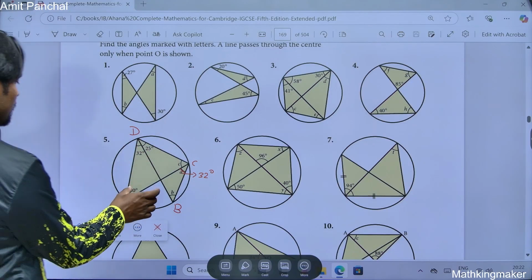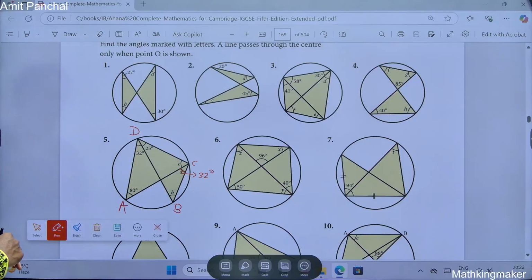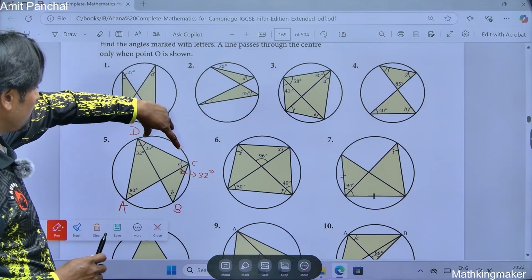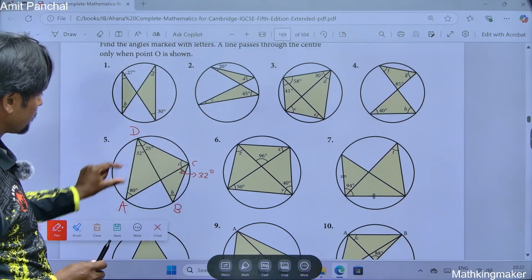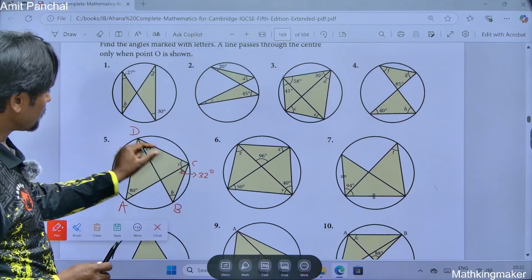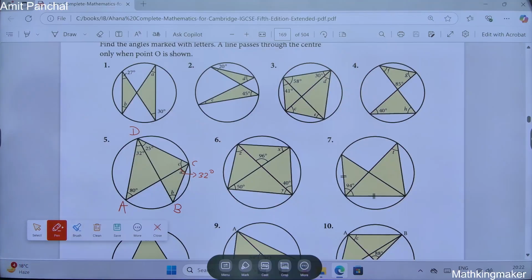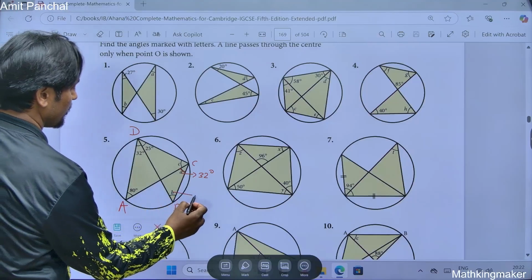Now we'll think about this 80. Who is making 80? The CD. CD is making 80 degree. Okay. And this CD is also making this angle B, isn't it? So that B will be 80 only.